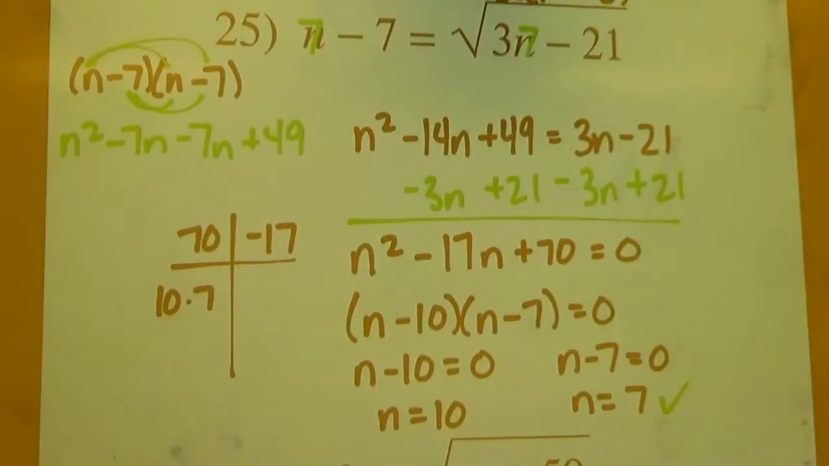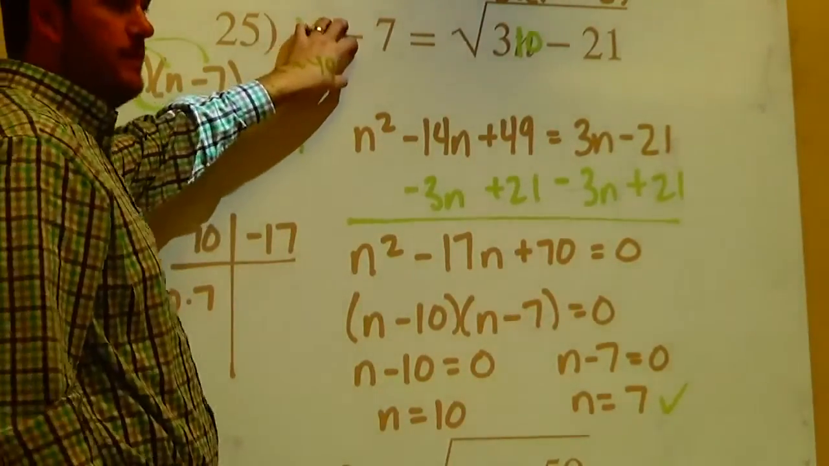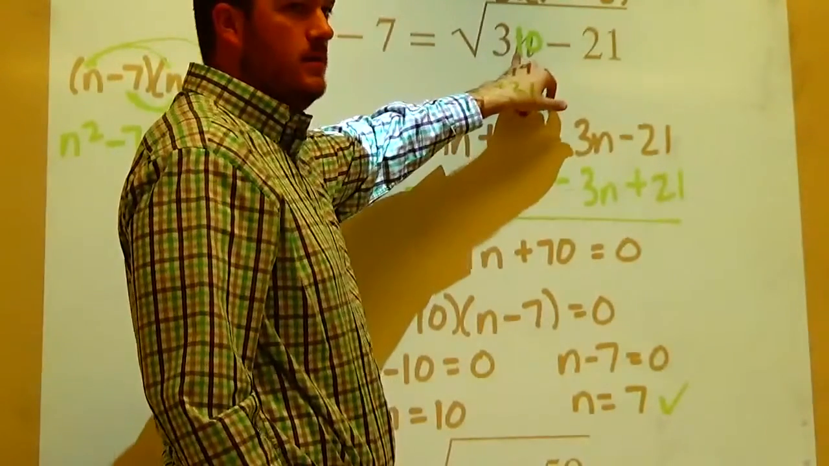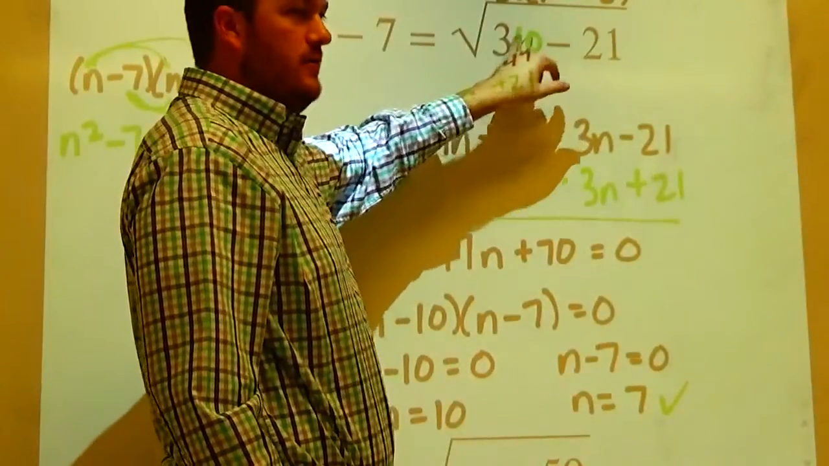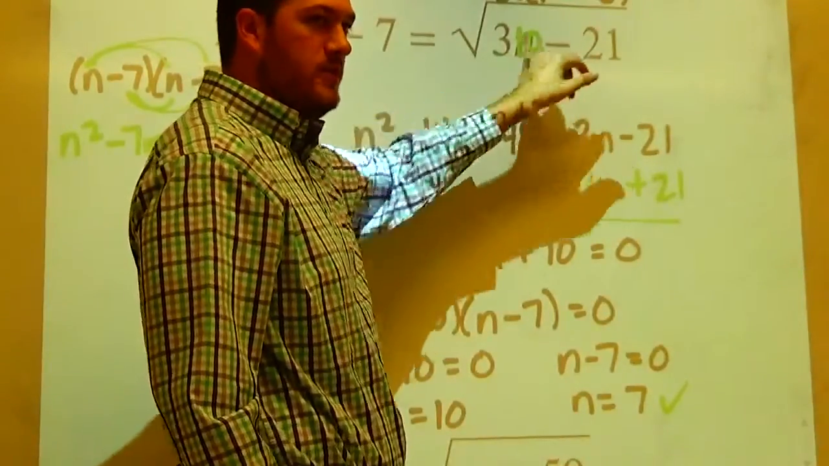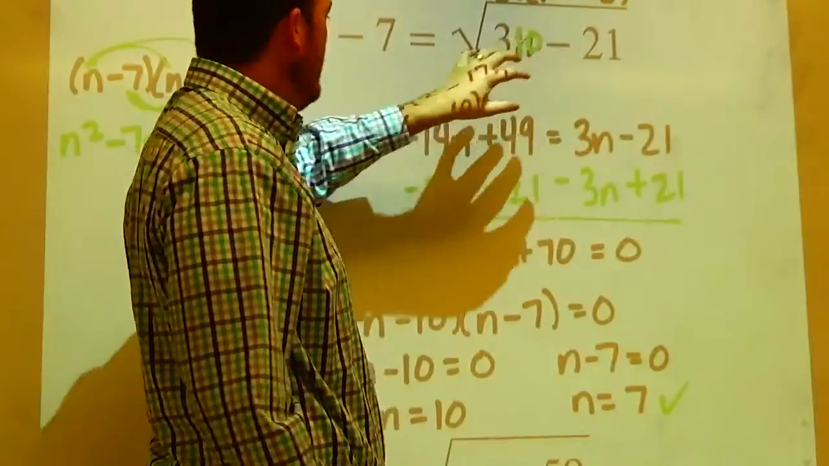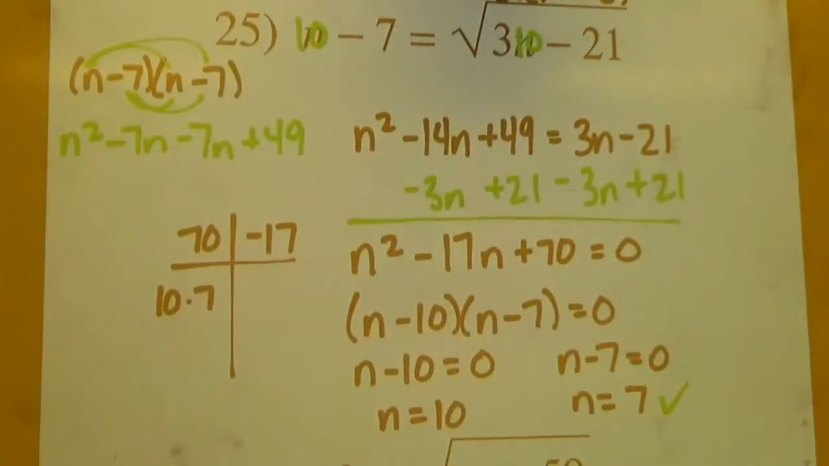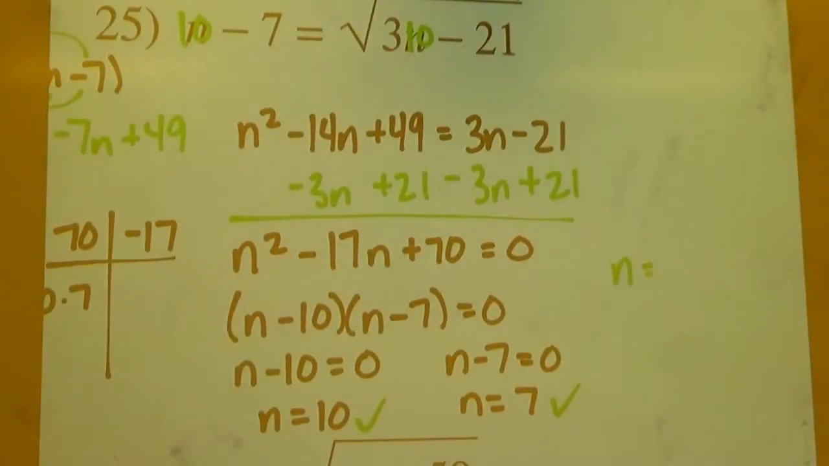Now let's see what happens if I plug in 10. What do I get on the left side? 10 minus 7 is 3. Now over here, 3 times 10 is 30, minus 21 equals 9. So what's the square root of 9? 3. So 3 equals 3. That's good too. So this one has both answers that work. Both of these, we would say n equals 7 and n equals 10.